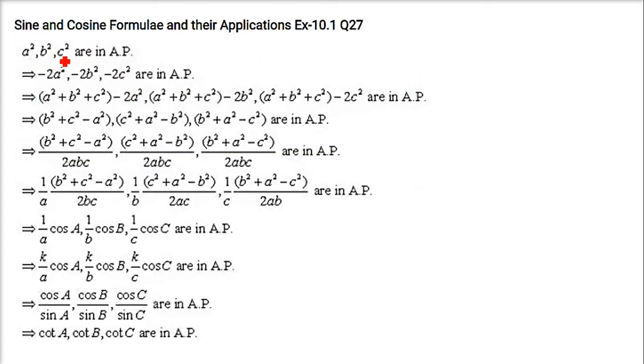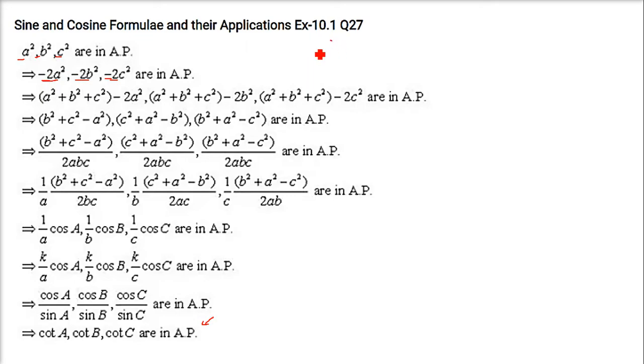Now we have a square, b square, c square in AP. So we have to prove that cot A, cot B and cot C are also in AP. Whenever we multiply anything common or add anything common or divide anything common, the AP doesn't change. So in a square, b square, c square, let us multiply by minus 2. Now add, it doesn't change, it will also be in AP. Now add a square plus b square plus c square here, here, and here.